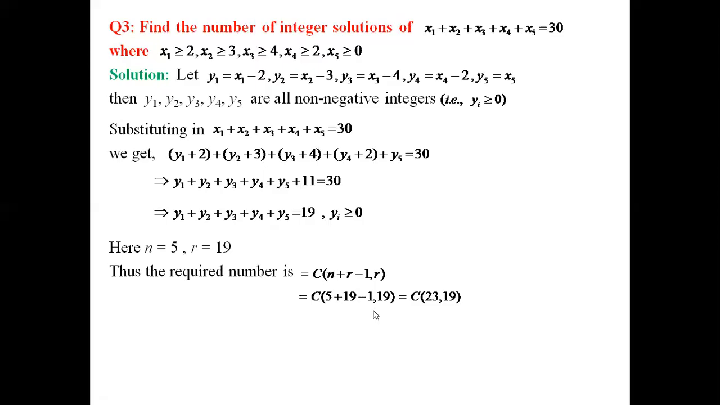Substituting n and r values, we get 23C19, whose value will be 8,855. So this is another category of problem, finding out the number of integer solutions.